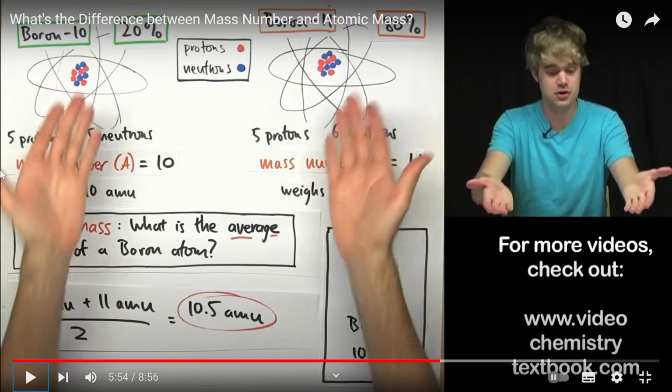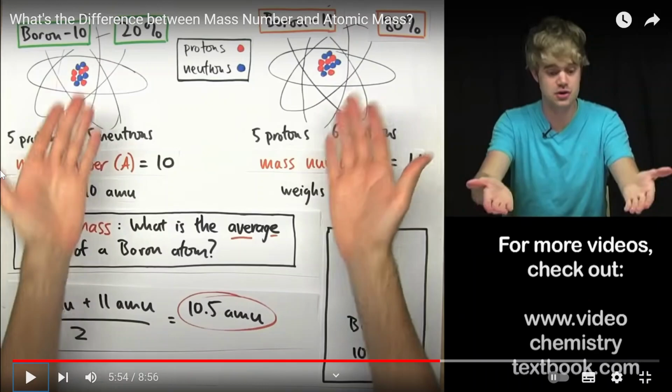The reason why is because this type of thing, added up and divided by 2, assumes that we have the same amount of both of these. If we had 50% boron 10 and 50% boron 11, then we could just add them up and divide by 2. But we can't do that because we have different amounts of these two types of atoms. Okay? And we have to come up with a mathematical equation that's more complex than this to take into account the different amounts that we have of these two atoms.